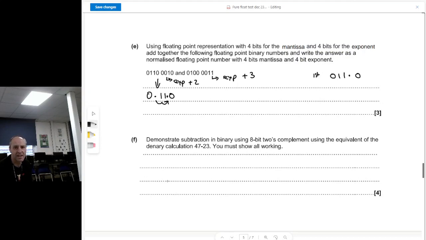So I might annotate that just to show what I'm doing. So this one, I've got 0.100, but I need to move that binary point 3 places. Now, 1, 2, 3. So the binary point ended up there. I'm just going to put a 0 on. So I'm now going to put the second number on.